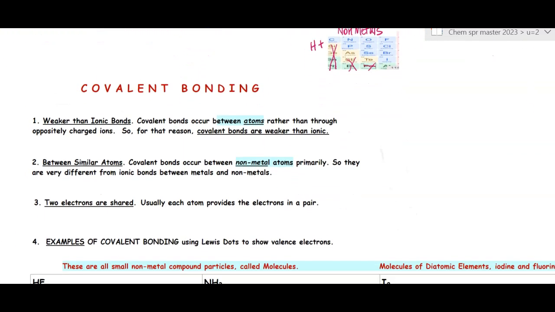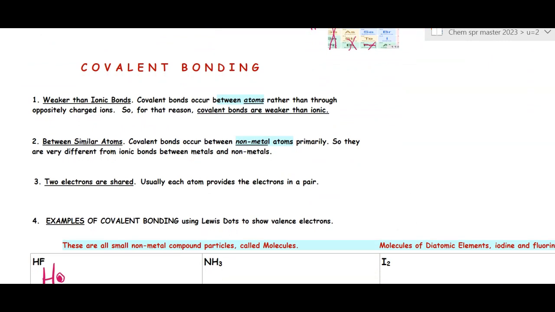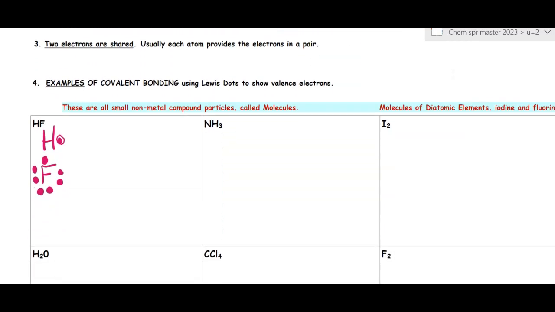So what are the key features of covalent bonding? Well, number one, they are weaker than ionic bonds. Number two, they're between similar kinds of atoms rather than the polar opposites of ionic bonds. Two electrons are shared in this rather than creating an ionic lattice. And examples of covalent bonds that we're going to look at are these molecules, and then we're also going to look at these diatomic elements, how that bonding works. All right.